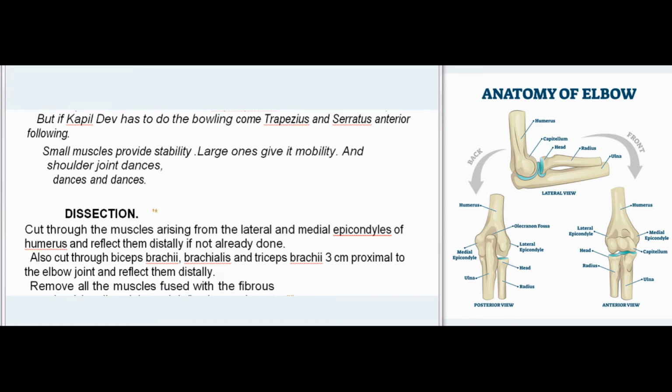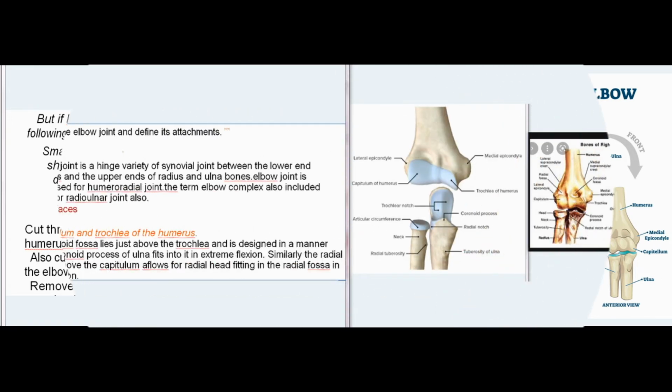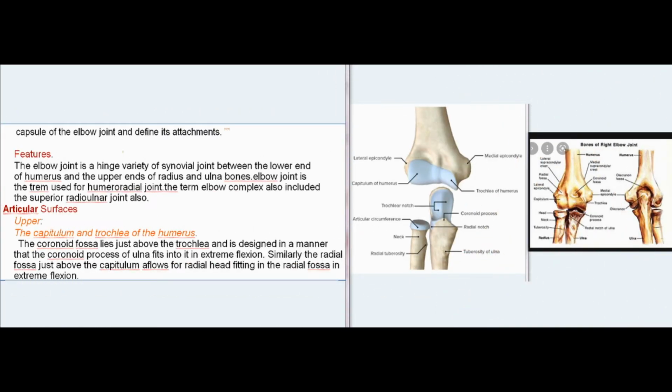Dissection. Cut through the muscles arising from the lateral and medial epicondyles of the humerus and reflect them distally if not already done. Also cut through biceps brachii, brachialis, and triceps brachii 3 cm proximal to the elbow joint and reflect them distally. Remove all the muscles fused with the fibrous capsule of the elbow joint and define its attachments.